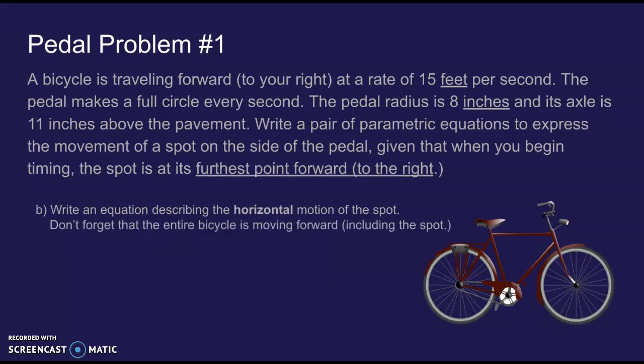All right, now let's look at the horizontal movement. And don't forget, this bicycle's moving forward, so there's 2 components to it. Going that way, it's going at a rate of 15 feet per second. Well, one thing to consider is that I've measured the radius in inches. I've measured the distance in feet. I need to convert that to inches.